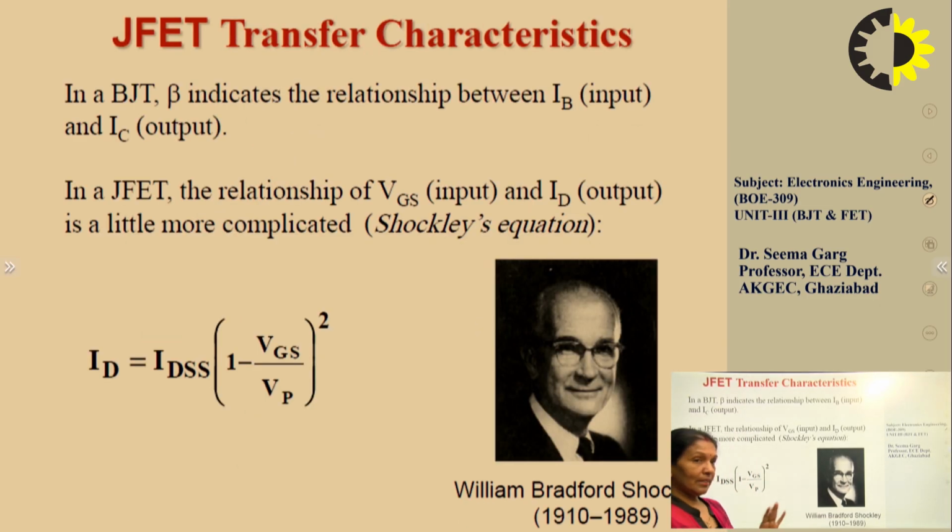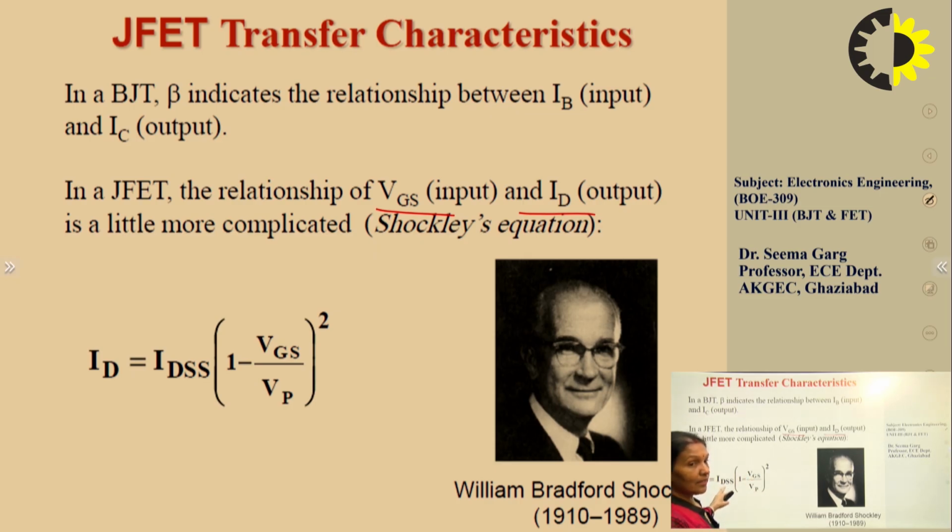Now, we have discussed the drain characteristics so far. Now, how do we draw the transfer characteristics? So, in BJT, we know that beta indicates the relation between the input and output current. In JFET, this is the relationship of the VGS and ID, because this is a voltage control device. That's why the relation between VGS and ID is given by the Shockley equation, and that equation is nothing but ID is equal to IDSS (1 minus VGS over VP) squared.